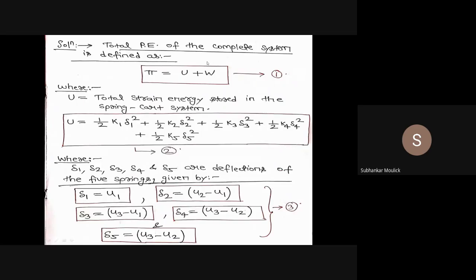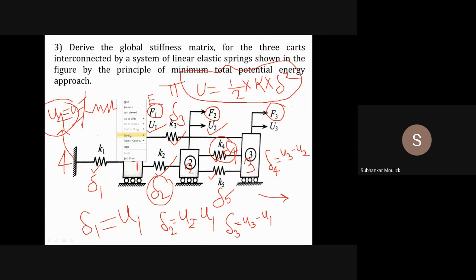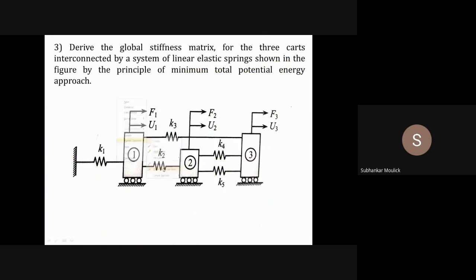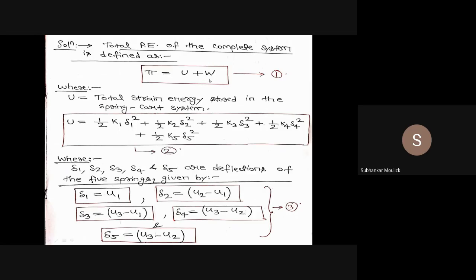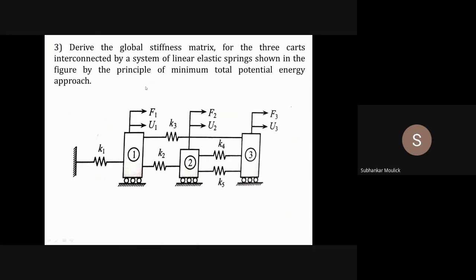Next, I am left with work done due to external forces. If you remember, some 2-3 classes back I told you that work done due to external forces has three components. One component is due to traction force, that is UDL. The second component is due to surface load or surface force or body force, and the third component is the point load. So in this problem, which force is acting? The point load is acting.